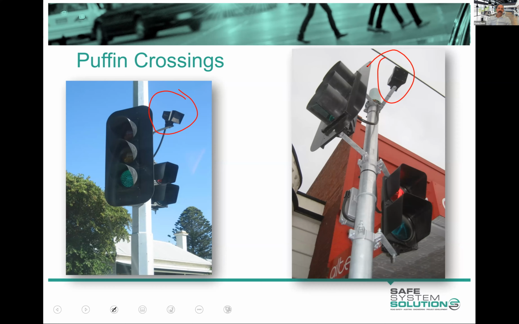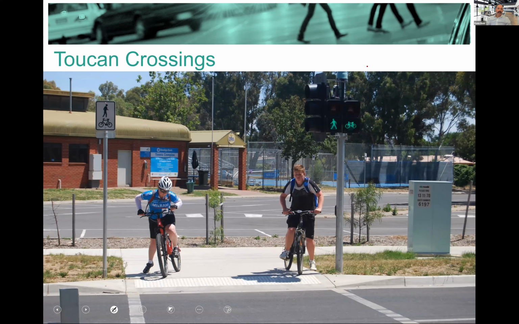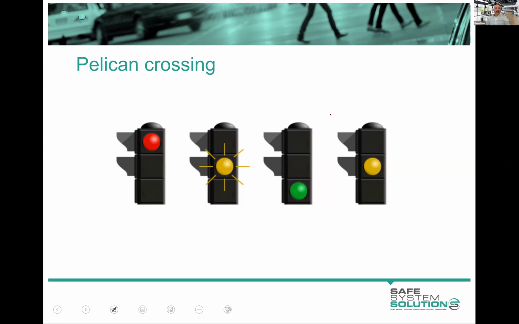Toucan crossings, this is the official name. I did not make this up. It is for toucan cross, pedestrians and cyclists. A toucan crossing gives legal ability for a cyclist to cross as well as a pedestrian. A pelican crossing is a pedestrian light controlled crossing.